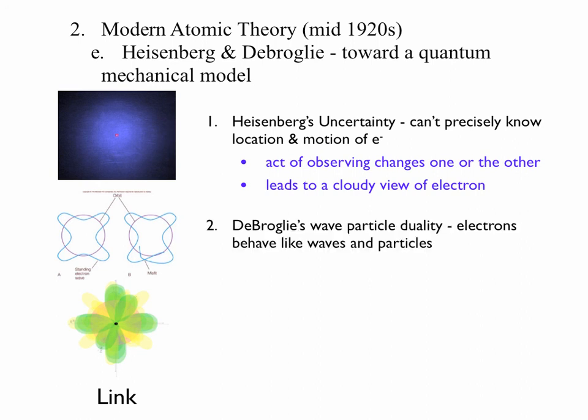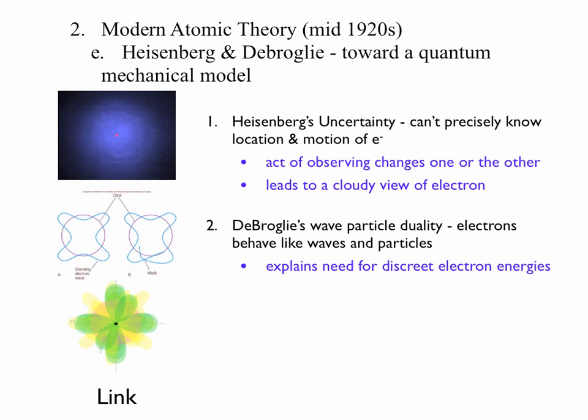All right, and de Broglie, and this is what you'll see in the animation we show you, that electrons can behave as if they were particles, but they also behave as if they were waves. So this is this wave-particle duality, I think is what they call it.